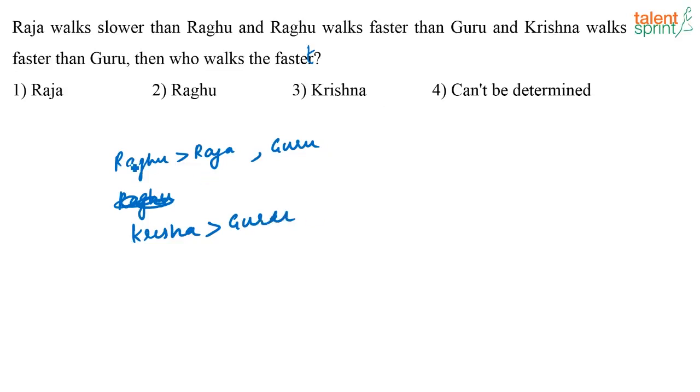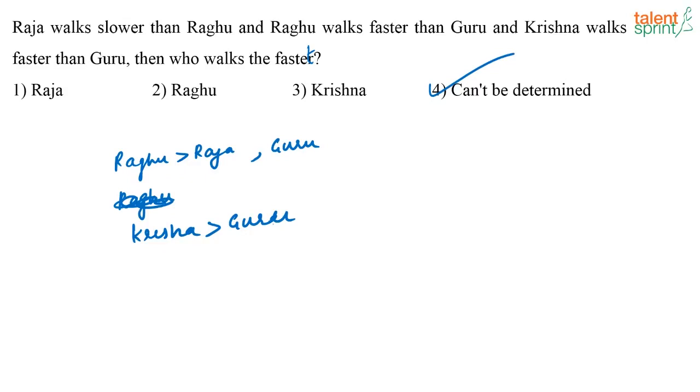See, I know Raghu walks faster than Guru, Krishna also walks faster than Guru, but among these two, who walks faster we don't know. So it can either be Raghu or Krishna. Basically, you cannot say for sure what the answer is. You cannot find the relationship between them because nothing is given to say what the relationship between these two is. So the answer should be can't be determined.